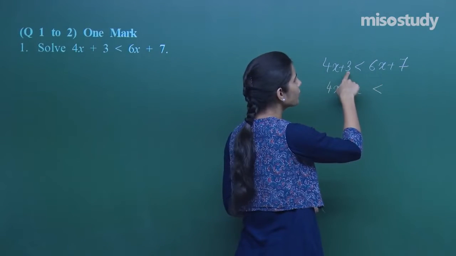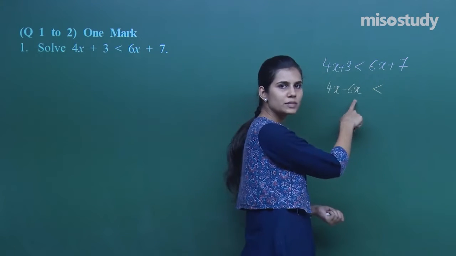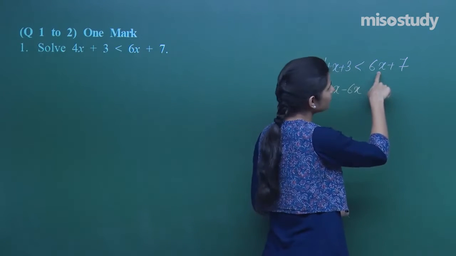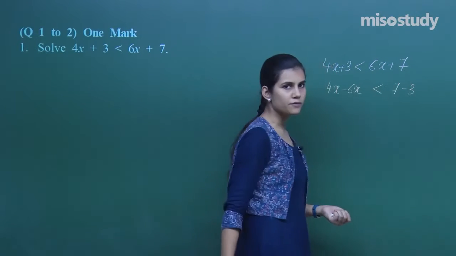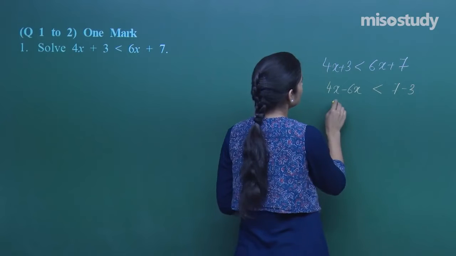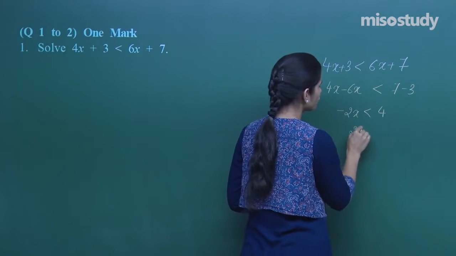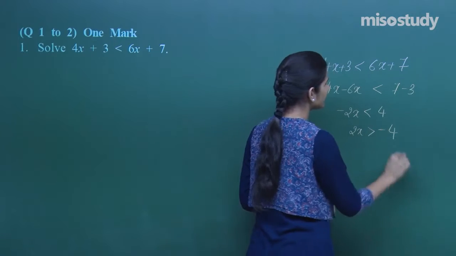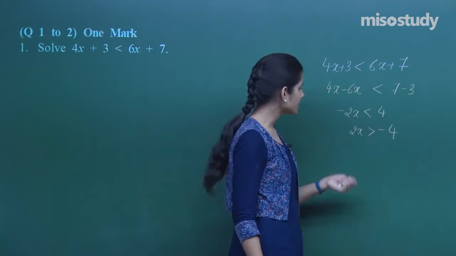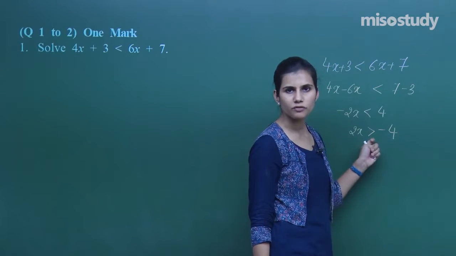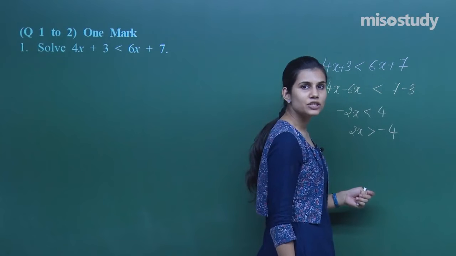3 is subtracted from here, so I am left with 0. 6x is subtracted from here, so I am left with 4x minus 6x. 6x is subtracted from here, so this is 0. 3 is subtracted from here, so this is what you are left with. So 4x minus 6x gives you minus 2x is less than 4, or 2x is greater than minus 4, isn't it? Because I am multiplying by minus 1 on both sides, that led to the reversal of the inequality sign. Now I am going to divide both sides by 2.